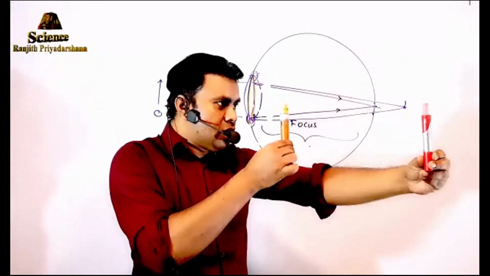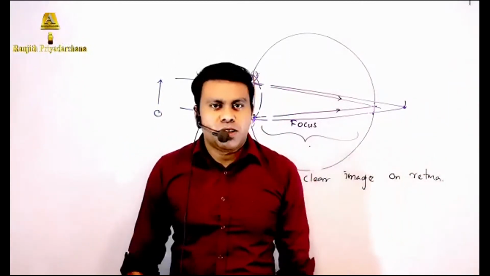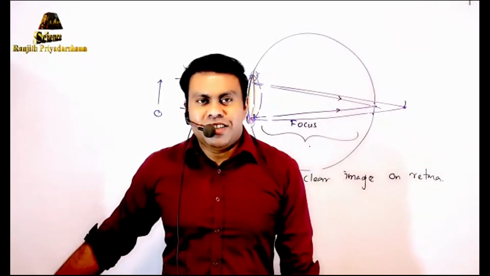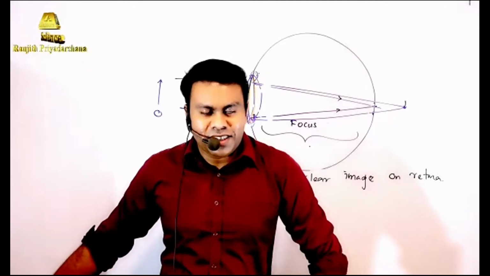Focus now on the remote pen. Now you can observe the closer pen is blurred. Closer pen is blurred now. Is it okay? Did you observe that?